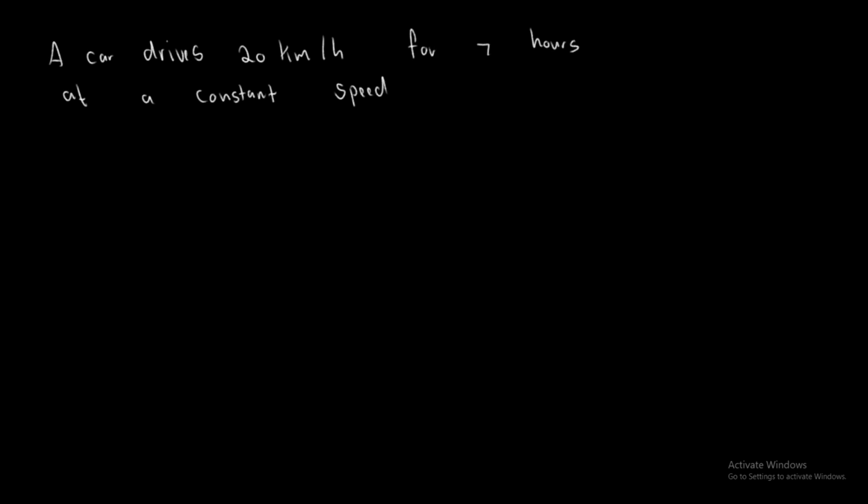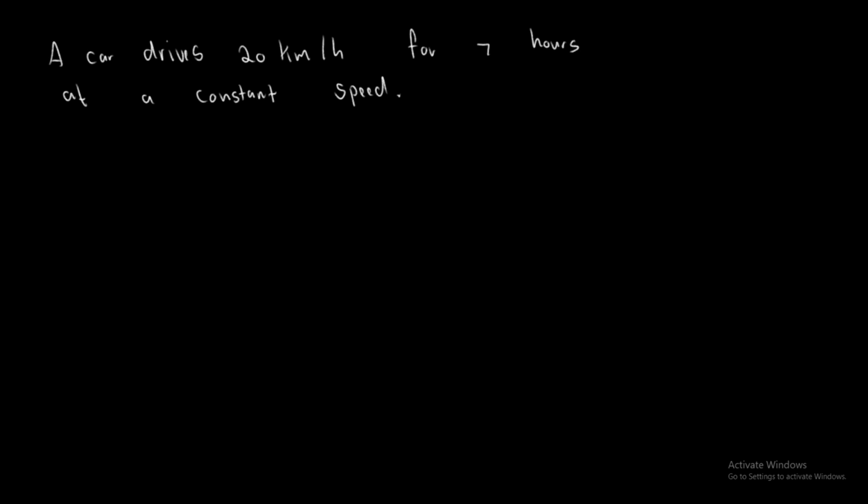I want to talk about something beautiful. So let's look at this. A car drives. This might take me some time to write, so I'm going to speed up the video. Okay. So a car drives 20 kilometers per hour for 7 hours at a constant speed. Well, let's look at all the ways we can solve this riddle.